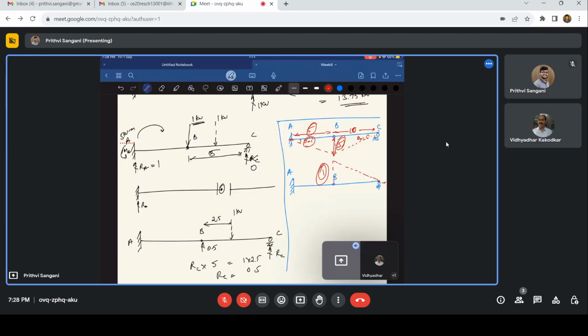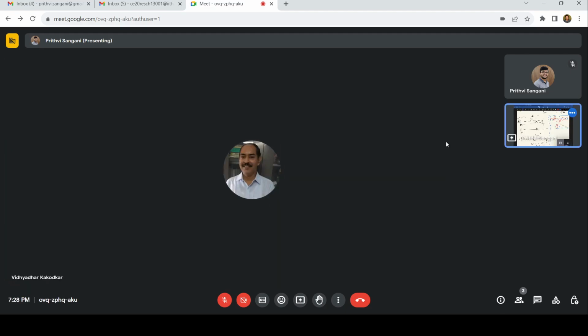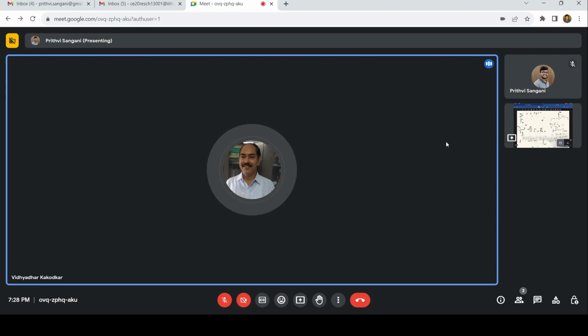I hope it is clear now. And is there any general rule in this particular case to identify where the maximum bending moment will occur and where the maximum shear force will occur?